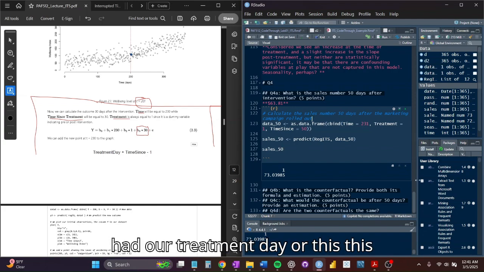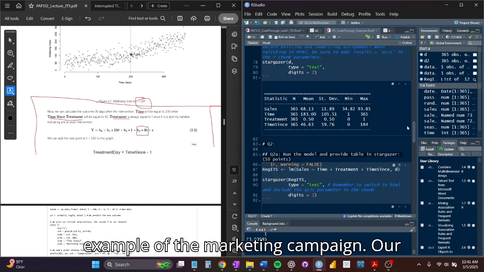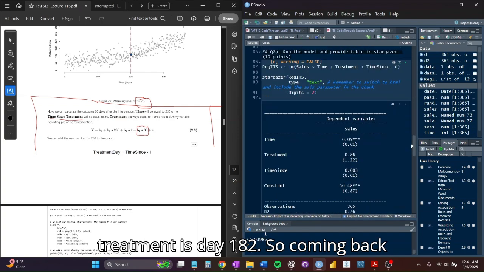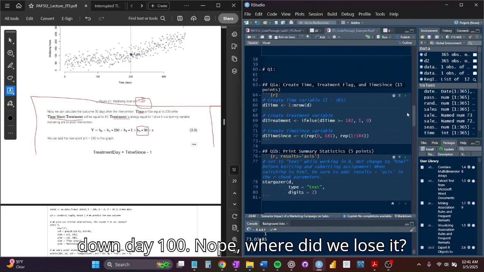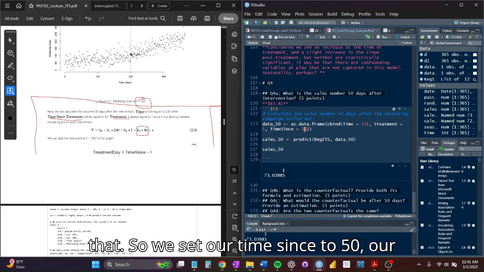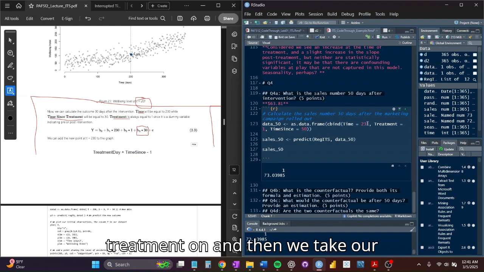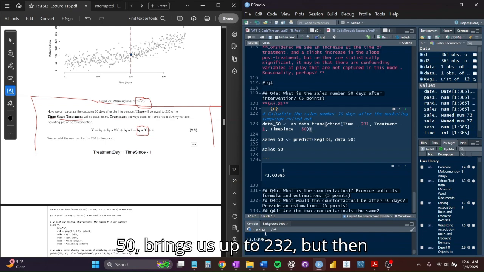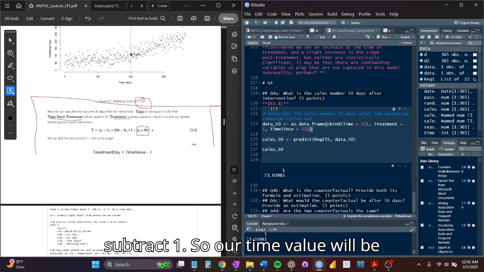So in this circumstance, we had our treatment day, or this example of the marketing campaign. Our treatment is day 182. So coming back down, day 100. Nope, where did we lose it? 182. So we want to look 50 days past that. So we set our time since to 50, our treatment on, and then we take our treatment date, which is 182. We add the 50, brings us up to 232, but then subtract 1. So our time value will be 231.